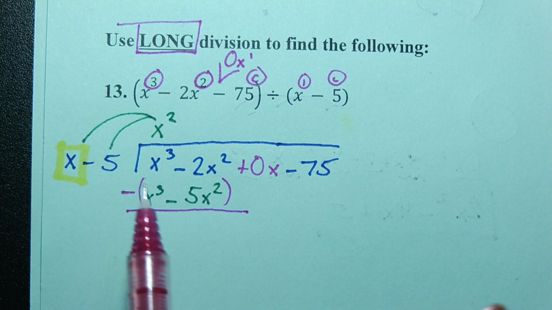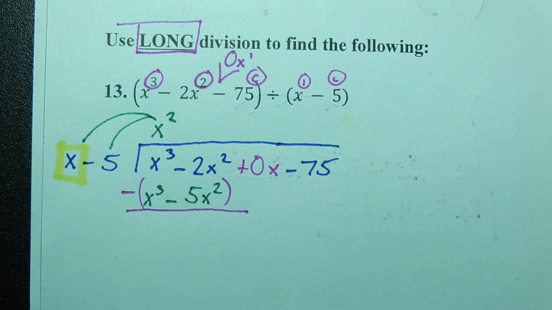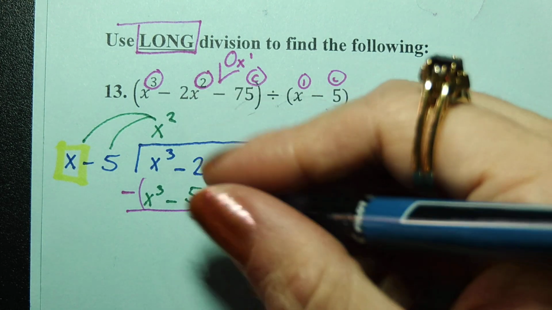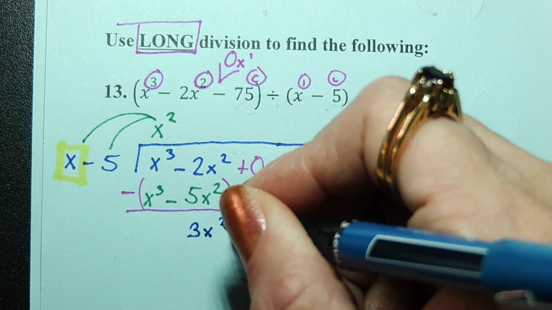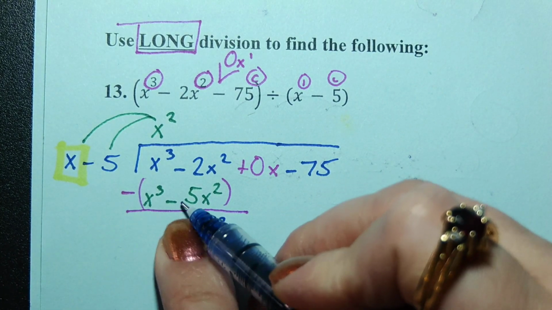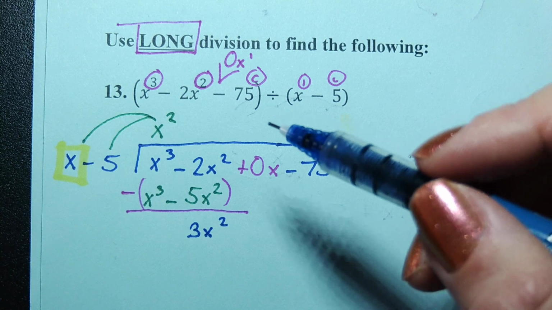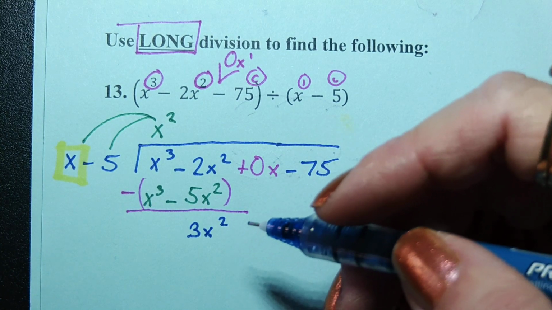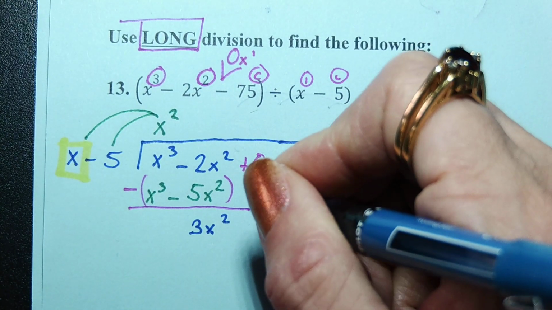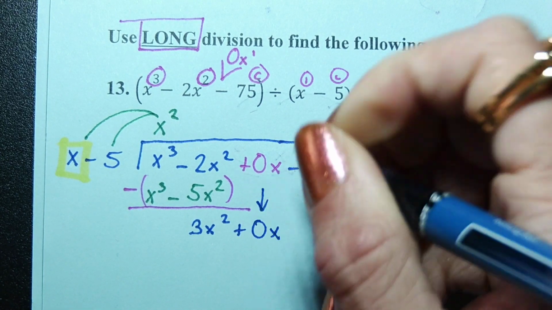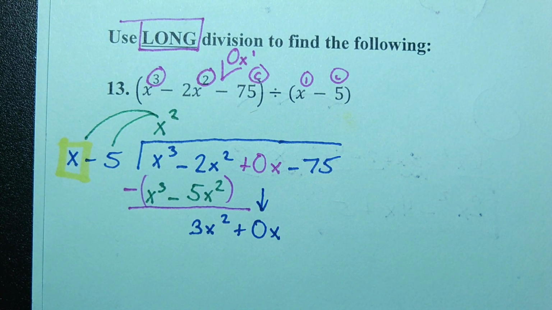So x cubed minus x cubed is 0. What's 2x squared minus a negative 5x squared? 3x squared, because that negative and that negative turn into a plus sign. Negative 2x squared plus 5x squared gives us 3x squared. Bring on down the 0x. All right, try the next iteration.